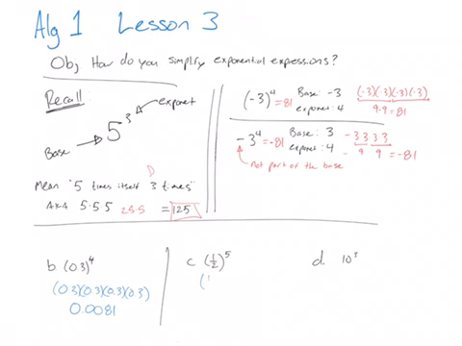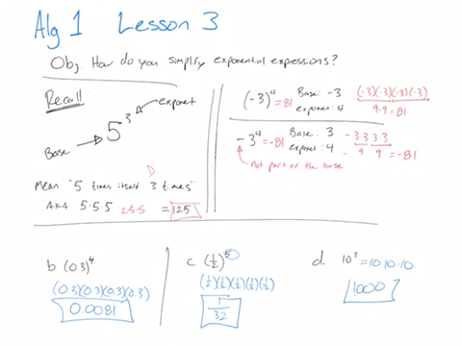This one, of course, would be 1/2 times 1/2 times 1/2 times 1/2 times 1/2. Notice the exponent is 5, so I wrote 5 of those out there. 2 times 2 is 4, times 2 is 8, times 2 is 16, times 2 is 32, so this is going to be 1 over 32. And then this last one is 10 cubed. Again, the base would be 10, the exponent would be 3, so this would be 10 times 10 times 10. 10 times 10 is 100, times 10 again gives me 1,000.